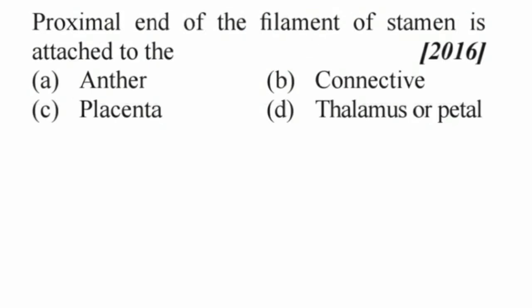See the next question. A proximal end of the filament of stamen is attached to, what does it mean? Proximal end is attached to the thalamus or petal of the flower. It has one more end, that is called the distal end, which normally carries the anther. So the answer for this question is thalamus or petal. Proximal end is attached to thalamus or petal.